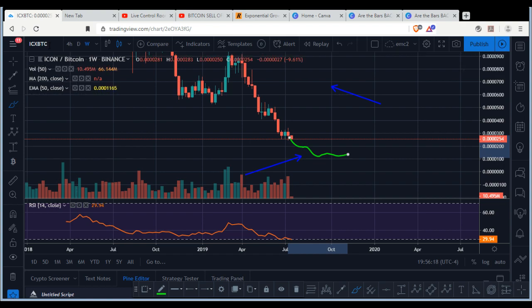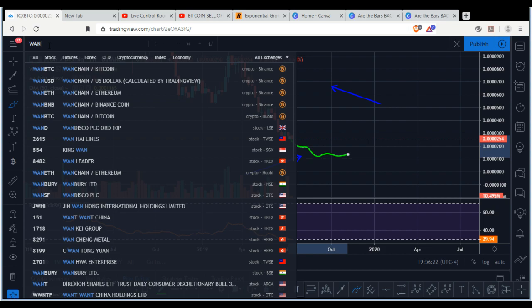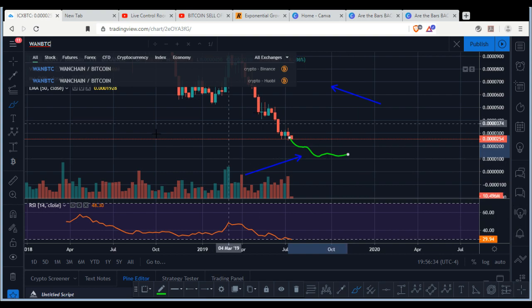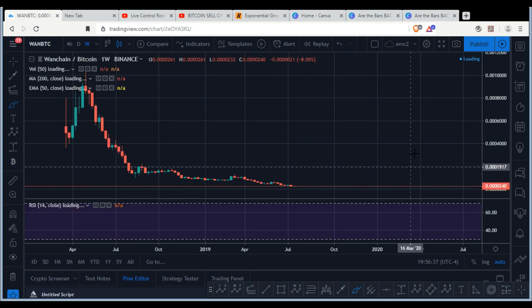So let's move on to OneChain, which has the same pattern as ICX. Yeah, none of them looking strong. And then we're gonna move on to Litecoin next.